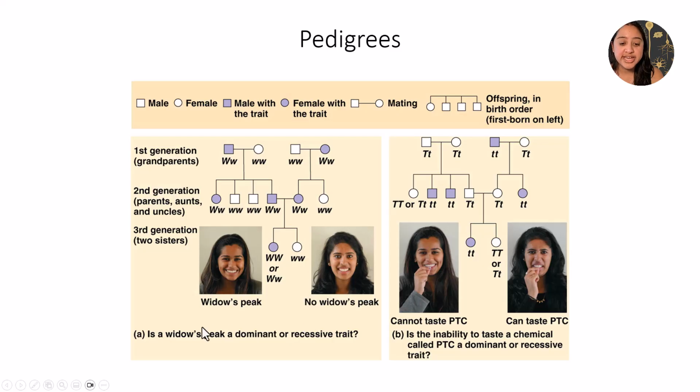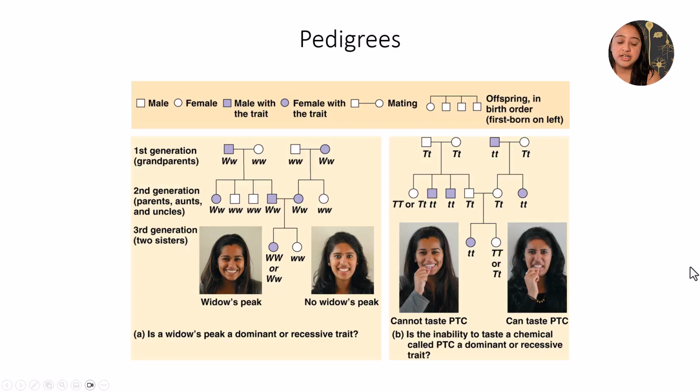And then on the right-hand side is a totally different trait. Again, same families, but you're focusing on a totally different trait. And in this case, it's whether or not you can taste this chemical that's called PTC. It's a little bit of a bitter taste. This is also a lab that can be done in person. It's really interesting. And so if you taste it, then that is dominant. If you cannot taste it, that is recessive.